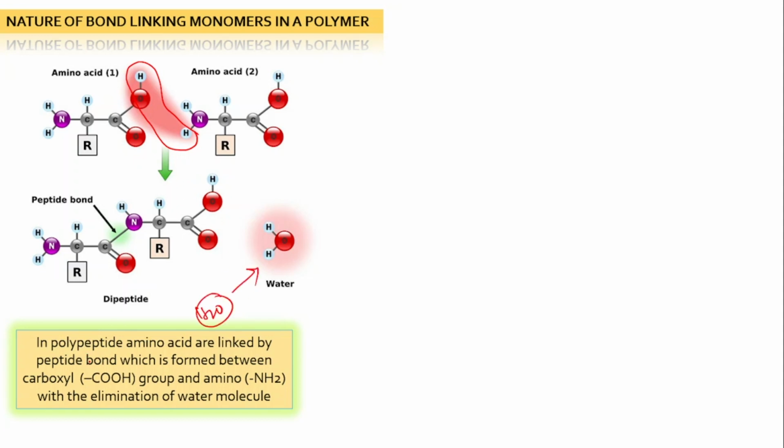In a polypeptide, amino acids are all linked by peptide bonds, which are formed between the carboxyl group and the amino group with the elimination of a water molecule. You can see clearly in the image how two amino acids are joining together and how water comes out of that reaction.